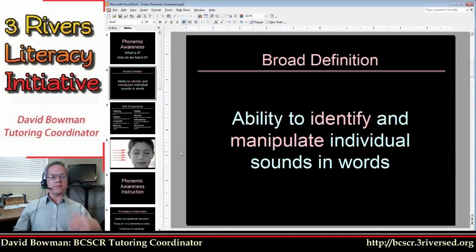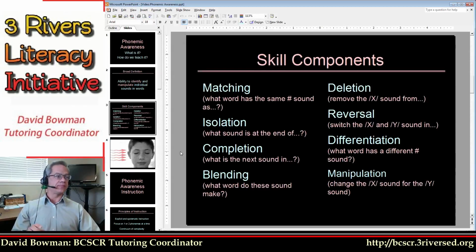So, first, a broad definition. When we say phonemic awareness, what we are really talking about is the ability for students to be able to identify the sounds that are within a particular word, and then also to be able to manipulate or change those sounds. So it's really two different things. It's identifying and it's manipulating sounds.